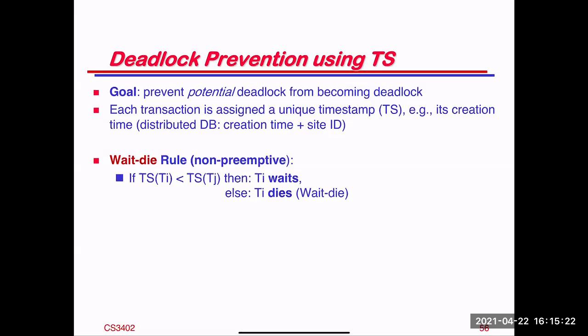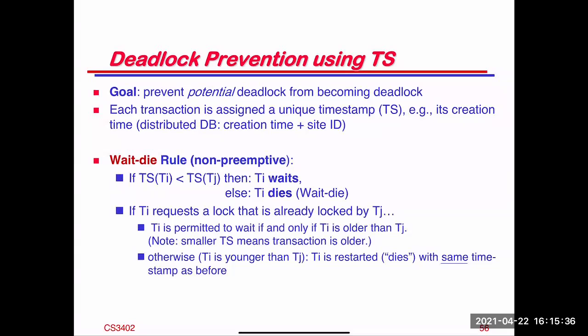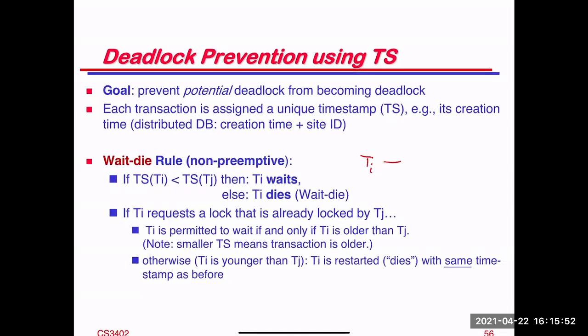If the timestamp of Ti is less than the timestamp of Tj, then Ti waits. Otherwise, Ti dies. Maybe I should also mention what Ti and Tj are. Ti is the one that is requesting a lock that is already held by Tj. So you can think of having this edge here in your wait-for graph.